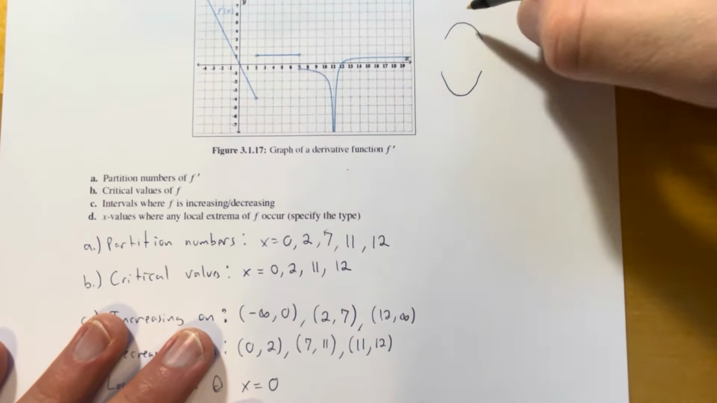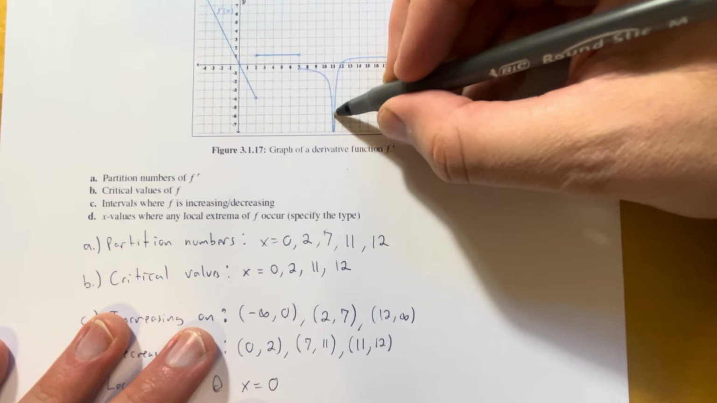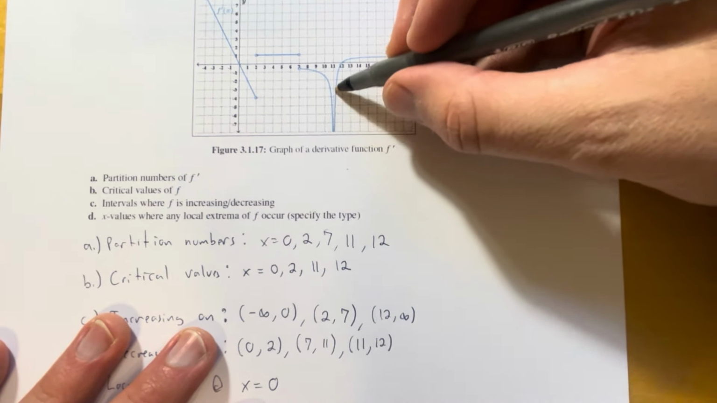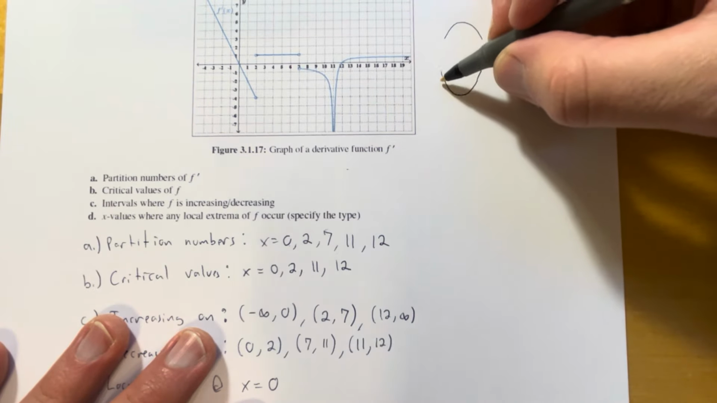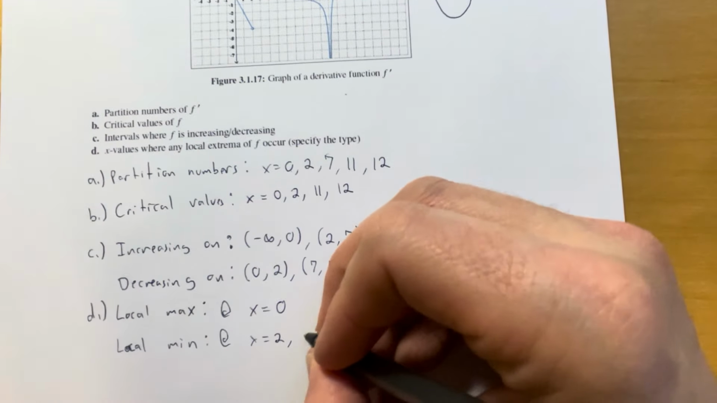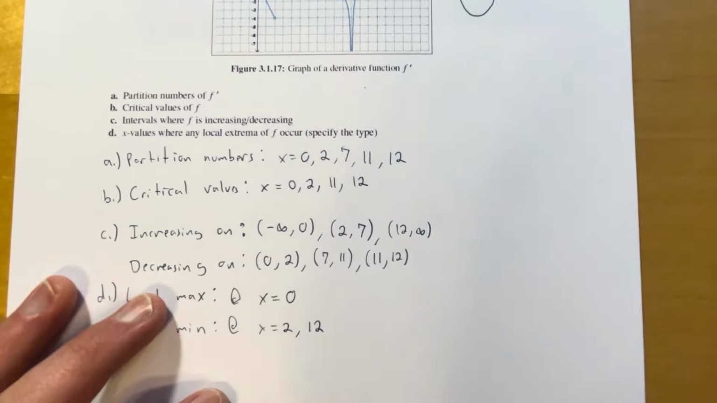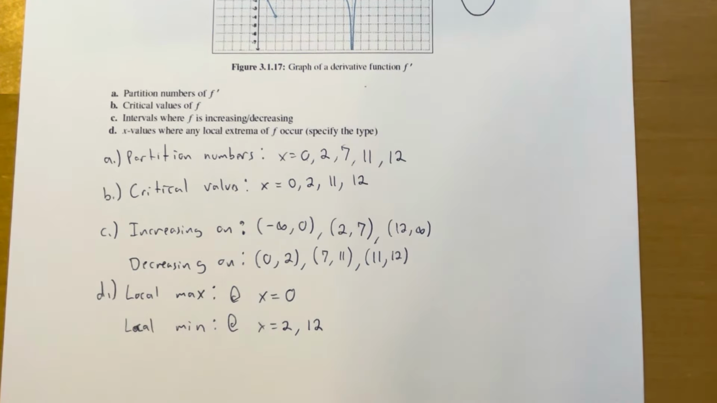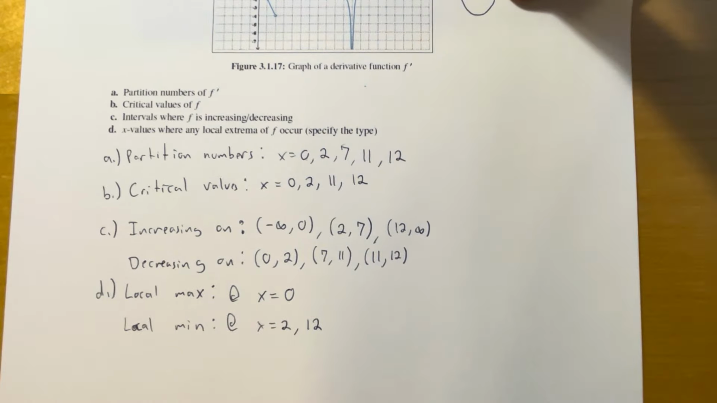That's our last critical value. We're switching from negative derivative to positive derivative. So decreasing to increasing by the first derivative test, that would be a local minimum value at x equals 12. Okay, so again, the analysis here was a little bit different because we were looking at the graph of f prime and not the graph of f.